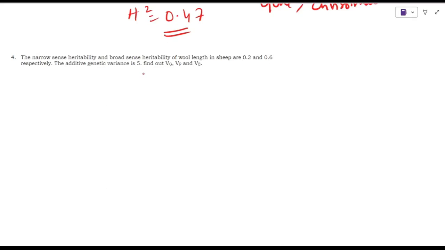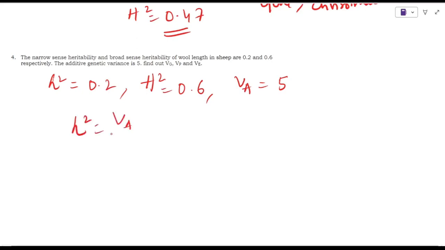That means small h square is given, value is 0.2. Capital H square is given, value is 0.6, and Va is given, that is equal to 5. So we need to calculate Vg, Vp and Ve. First we use small h square. You already know the narrow sense heritability small h square is equal to Va divided by Vp. In that you already know h square value and Va value, and you need to calculate the Vp value.